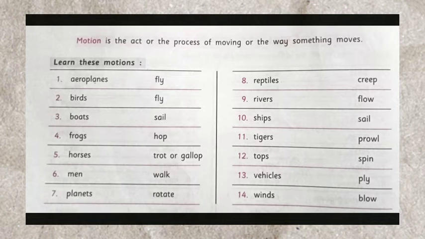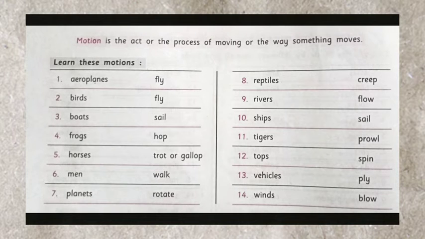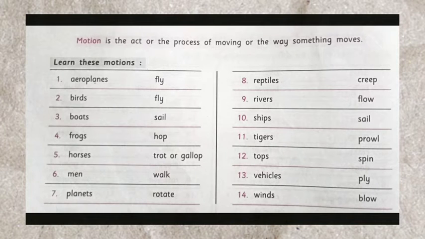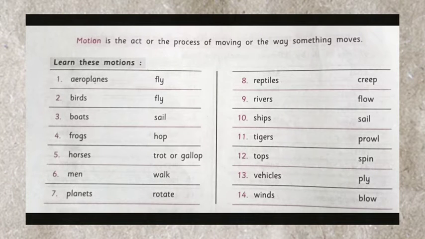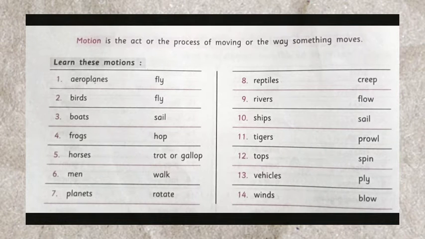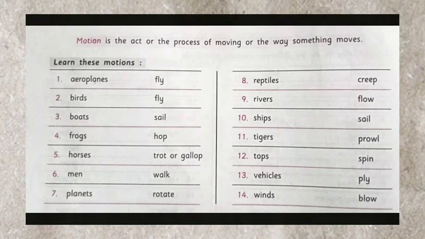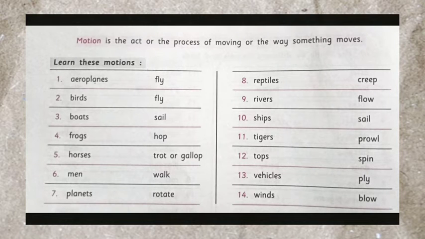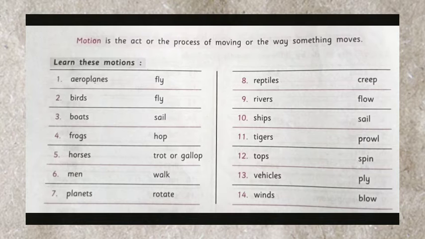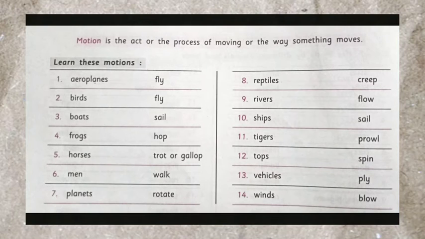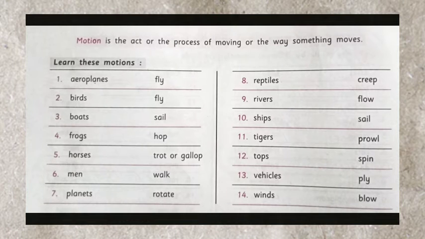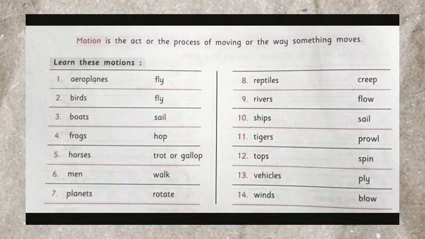Birds also fly. Boats sail. Frogs hop. Horses gallop. Men walk. Planets rotate. Rivers flow. Ships sail. Vehicles ply. Winds blow. Students, these are some motion words.